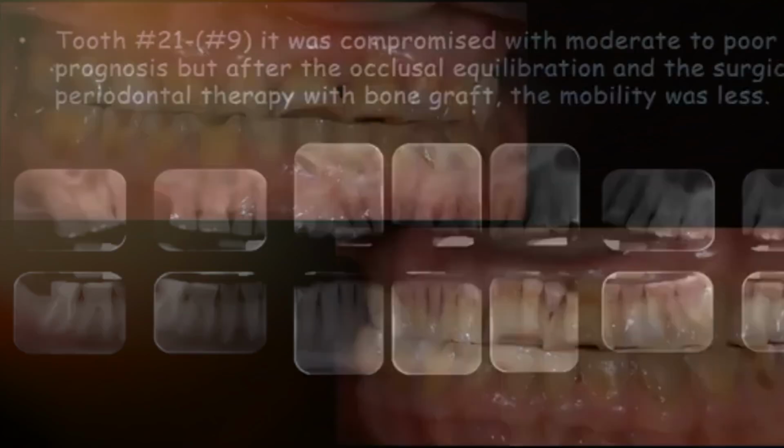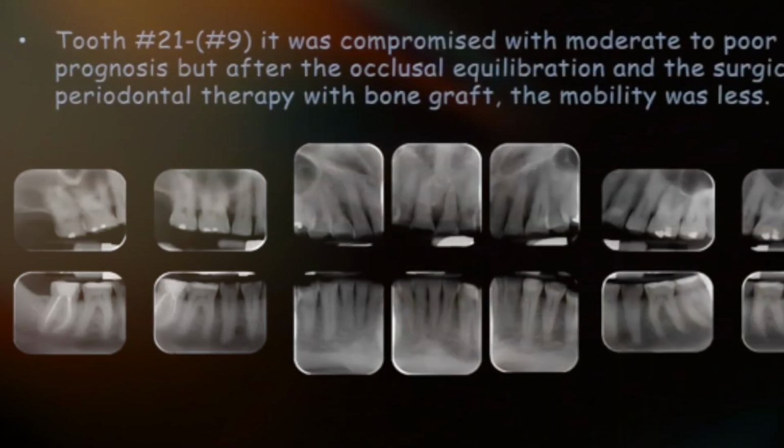And there was another problem on tooth 21, 9 for USA. It was compromised with moderate to poor prognosis, but after the occlusal equilibration and the surgical periodontal therapy with bone graft, the mobility was less. We can see here, the problem was that we wanted to extract and put an implant, but the patient didn't want to do that. He was afraid. He said, no, let it like this, and when I miss the tooth, I will put an implant, but not now, or a bridge. He didn't want to extract the tooth and put an implant.